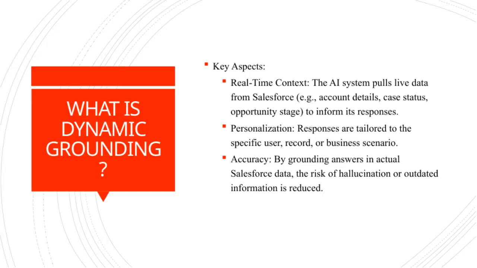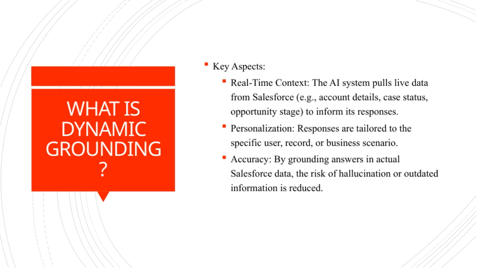Let's talk about the key aspects of dynamic grounding. First, we have real-time context. This means the AI system pulls live data directly from Salesforce, such as account details, case status, or opportunity stage, to inform its responses. It's like having a conversation with someone who always has the most up-to-date information.